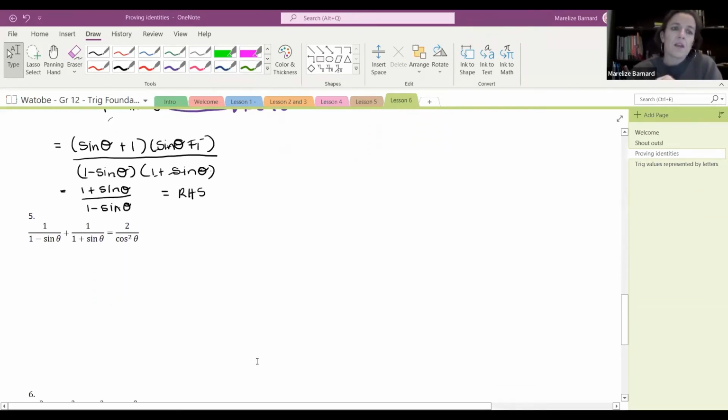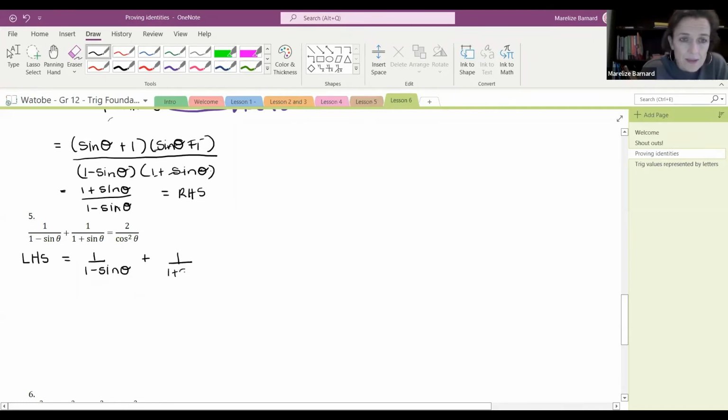Okay, so let's have a look. My bet is, again, to go with the left-hand side. The left-hand side is 1 over 1 minus sine theta plus 1 over 1 plus sine theta. Okay, let me stop there. I almost just carried on.